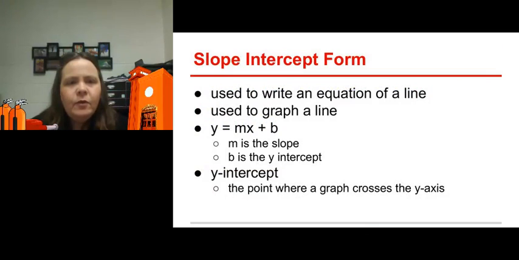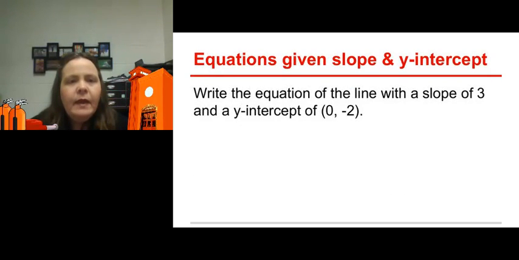Slope-intercept form is used to write an equation of a line. It is also used to graph a line. It comes in the form y equals mx plus b. That is the equation for slope-intercept form. In this equation, you will substitute for m and b, where m is the slope and b is the y-intercept. And again, the y-intercept, you should remember from previous work with graphing, is the point where a graph crosses the y-axis. On the y-axis, the x value is 0, and then you would just have your different values for y.